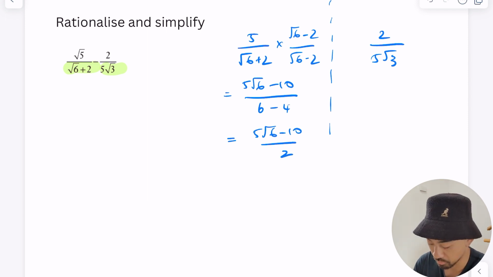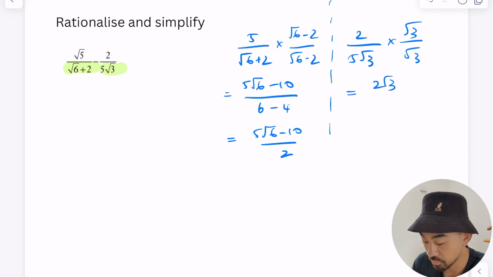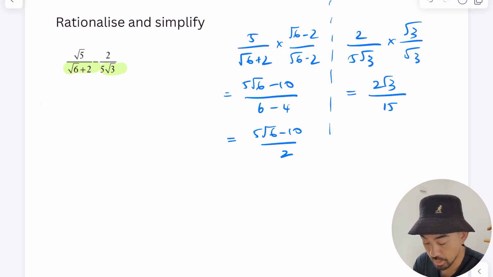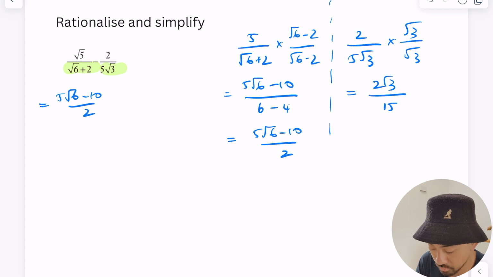Okay, now what about this one? You've got 2 over 5 root 3. So remember, just times it by root 3. So you get 2 root 3 over 5 times root 3 times root 3, which is 5 times 3, 15. And that looks like it's as far as it goes. And I'm just going to bring these back together. So equals 5 root 6 minus 10 on 2 minus 2 root 3 on 15.